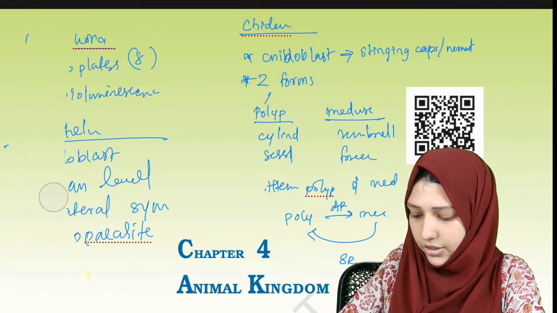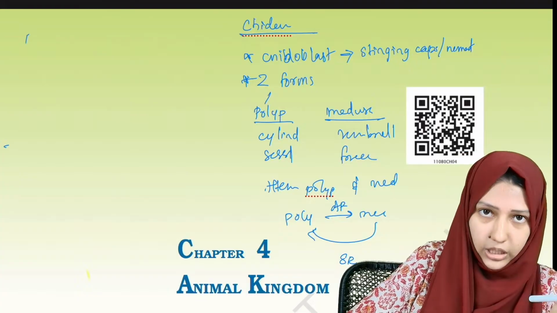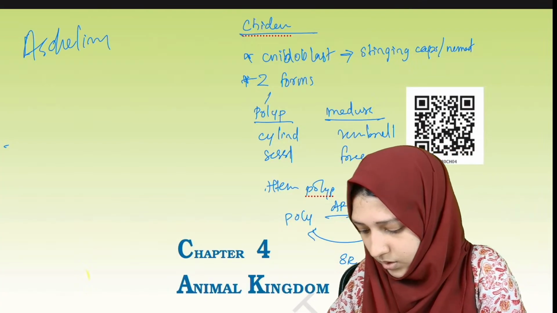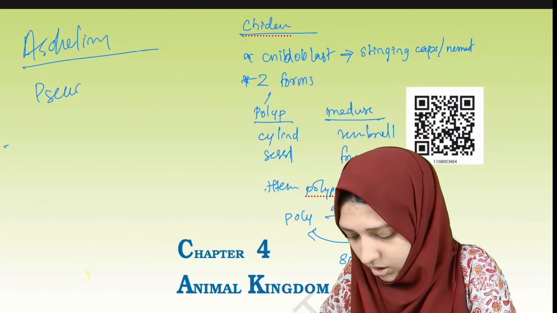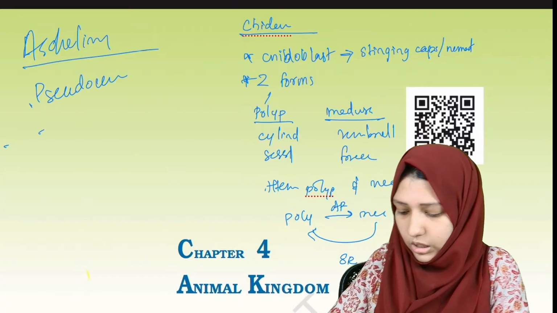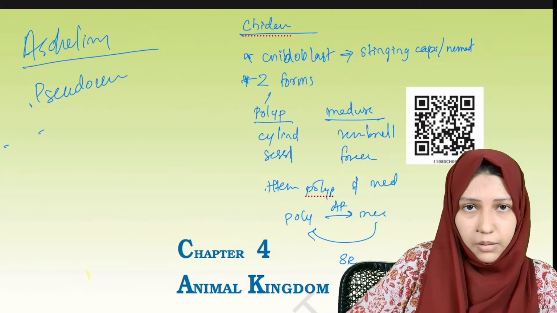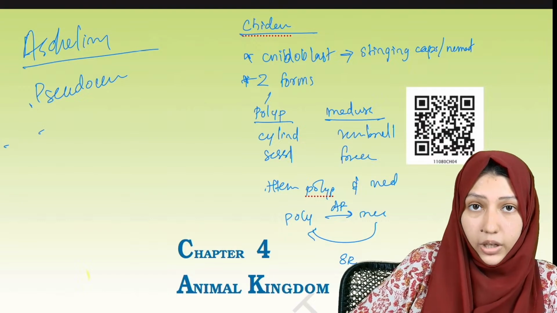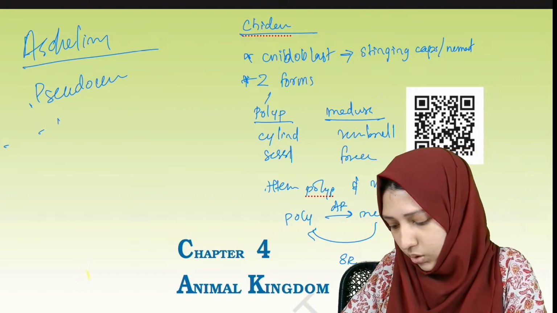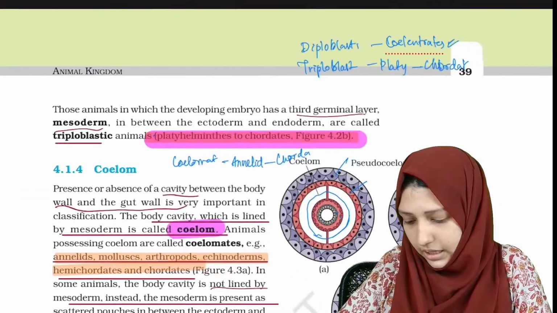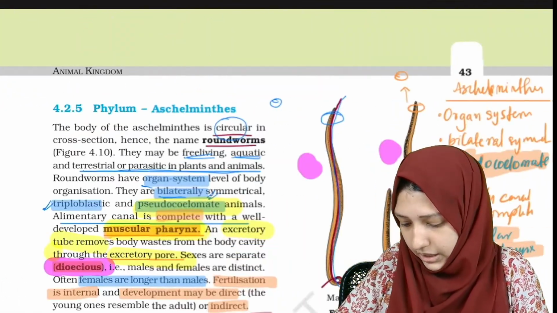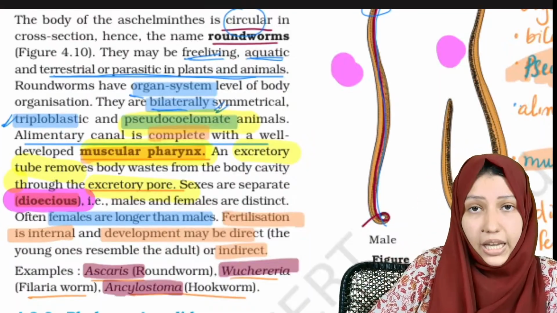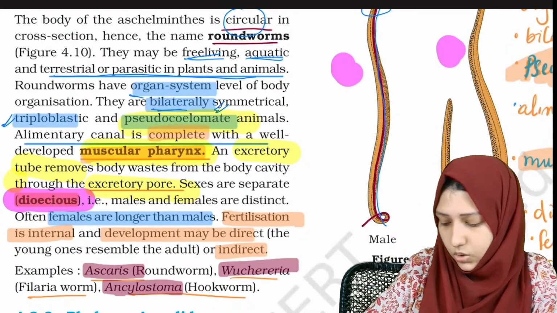Roundworms, also known as Aschelminthes. Aschelminthes were pseudocoelomates, and they had the name roundworm. Then they were also having organ system level of organization, and their digestive system was complete. And they were having a special structure known as muscular pharynx.